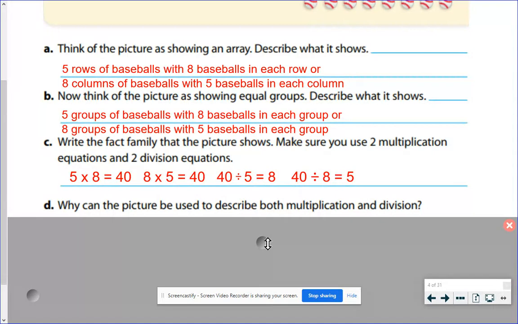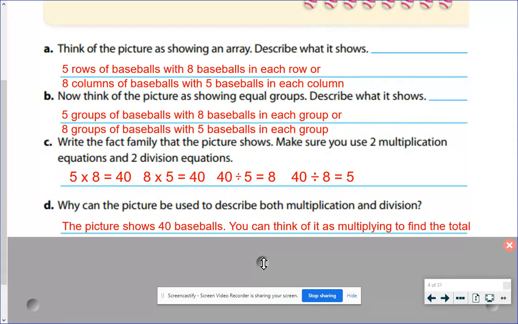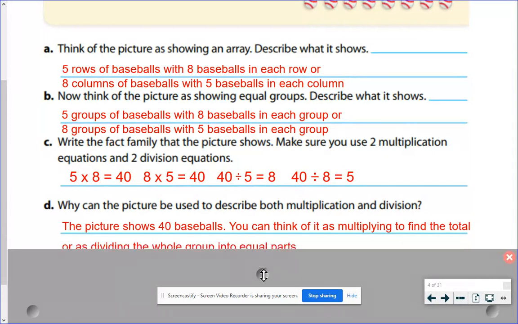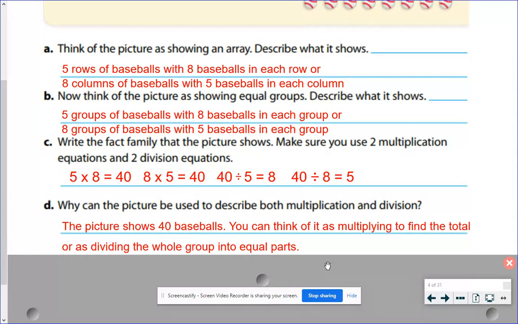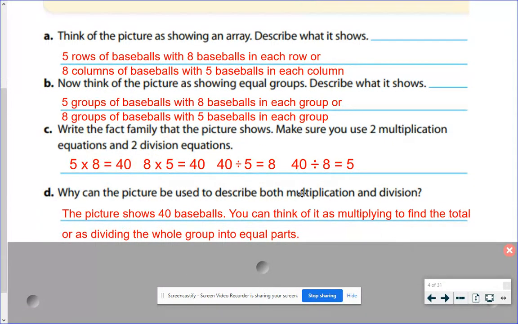Why can the picture be used to describe both multiplication and division? The picture shows 40 baseballs. You can think of it as multiplying to find the total, or as dividing the whole group into equal parts. That's how we came about these sentences.